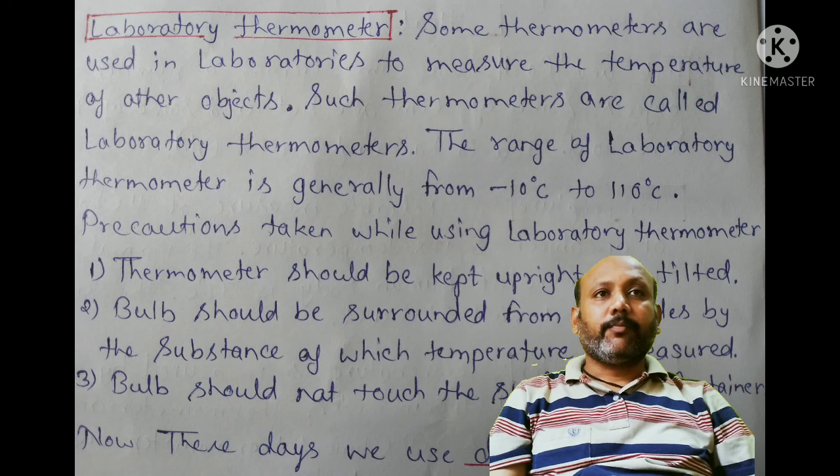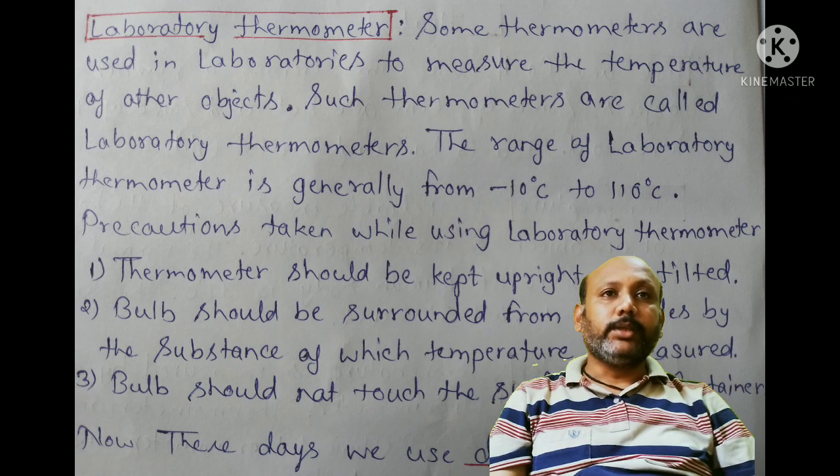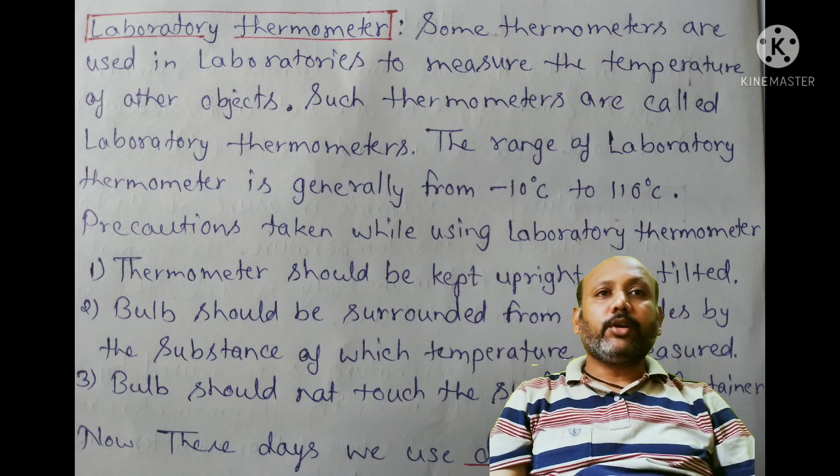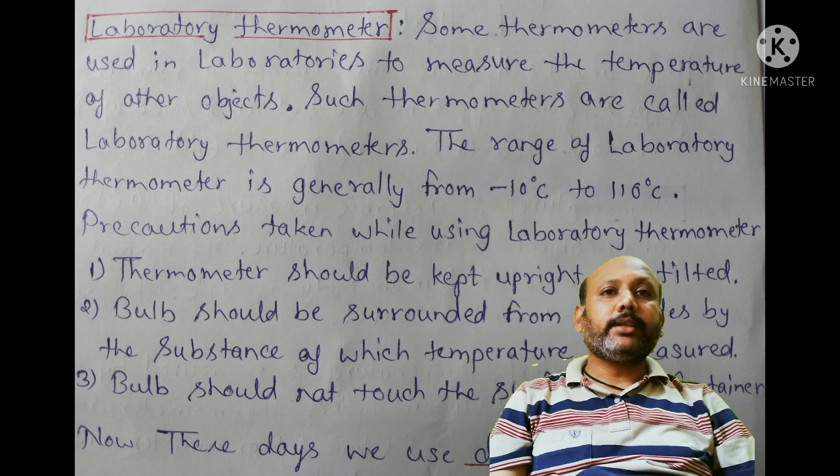Laboratory thermometer. Some thermometers are used in laboratories to measure the temperature of objects. Such thermometers are called laboratory thermometers. The range of the laboratory thermometer is generally from minus 10 degrees Celsius to 110 degrees Celsius. Precautions taken while using the laboratory thermometer.